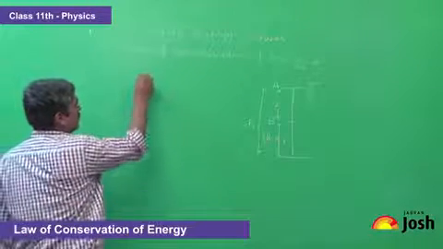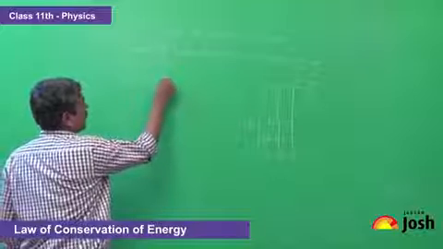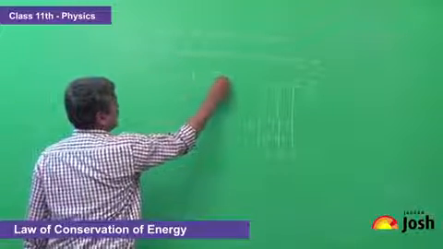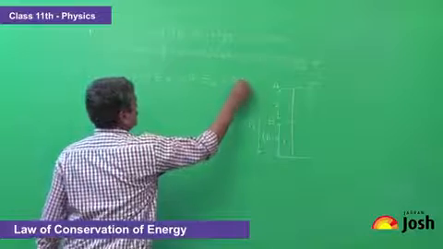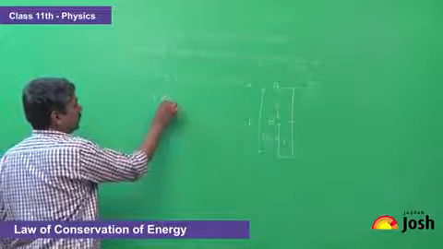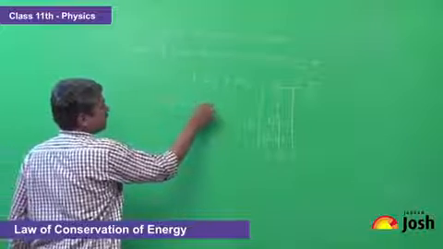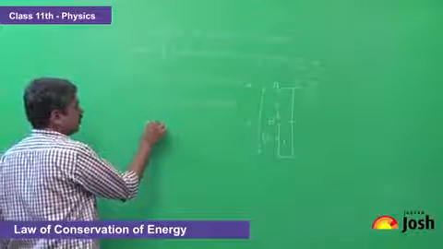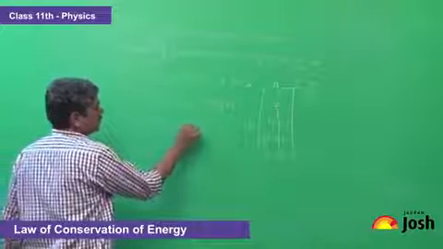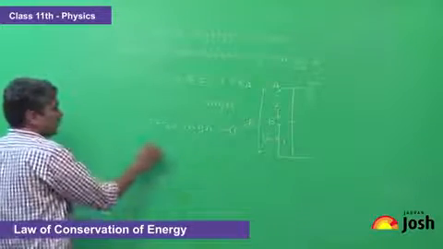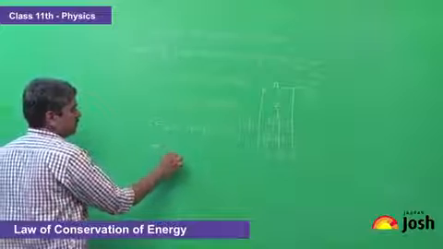Now we calculate the total energy at A. It is given as the sum of kinetic energy at A plus potential energy at A. As the ball is dropped, the kinetic energy at A is 0 and the potential energy is mgh. So the total energy at A is equal to mgh. This is the first equation.